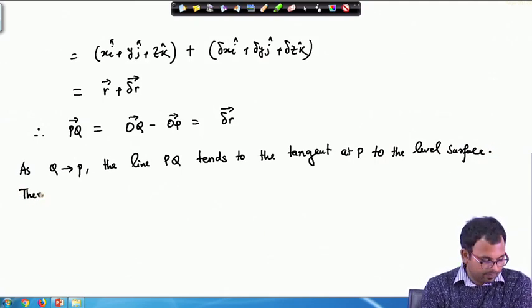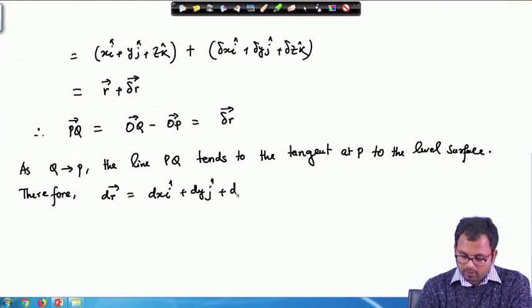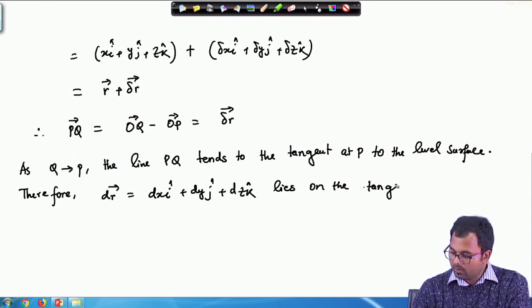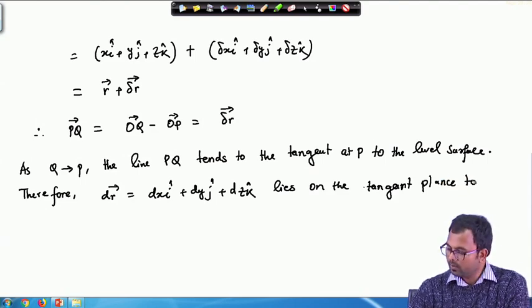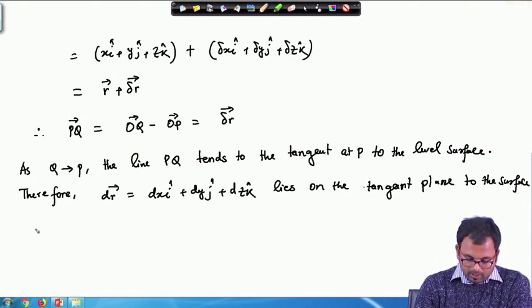Therefore, dr equals dx i plus dy j plus dz k lies on the tangent plane to the surface at P.